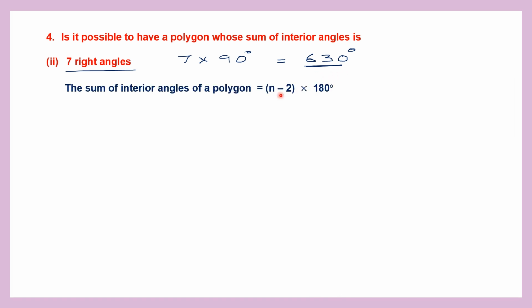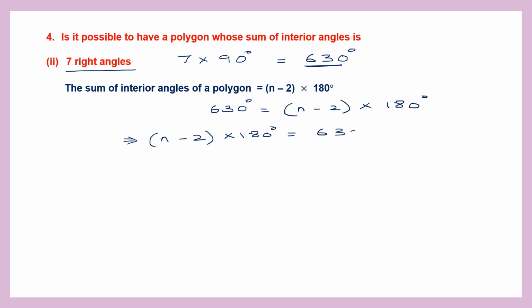So let's use this formula again. Remember, if n is a whole number, the answer to this is yes. So let's substitute. So this is sum of interior angles 630 degrees is equal to n minus 2 into 180 degrees. Now I'm interchanging the sides. So n minus 2, I'm putting it here. Remember, I'm doing this only for convenience sake. You can have it on the right hand side if you are comfortable with that.